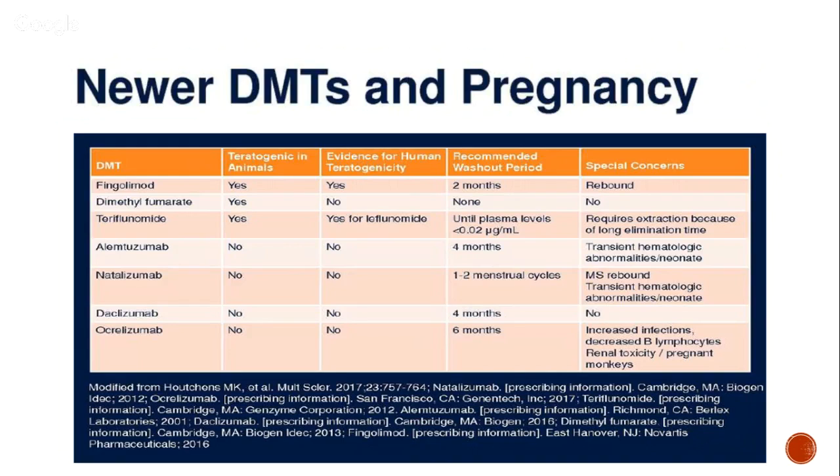So with the different DMTs, fingolimod is Gilenya. They did see teratogenicity in animals as well as some amount of human teratogenicity. The recommended washout period is about 2 months. The concern is always a rebound with Gilenya, because at that 2 month period you may see a rebound. Dimethyl fumarate or Tecfidera seems to be teratogenic in animals, but not so much in humans.